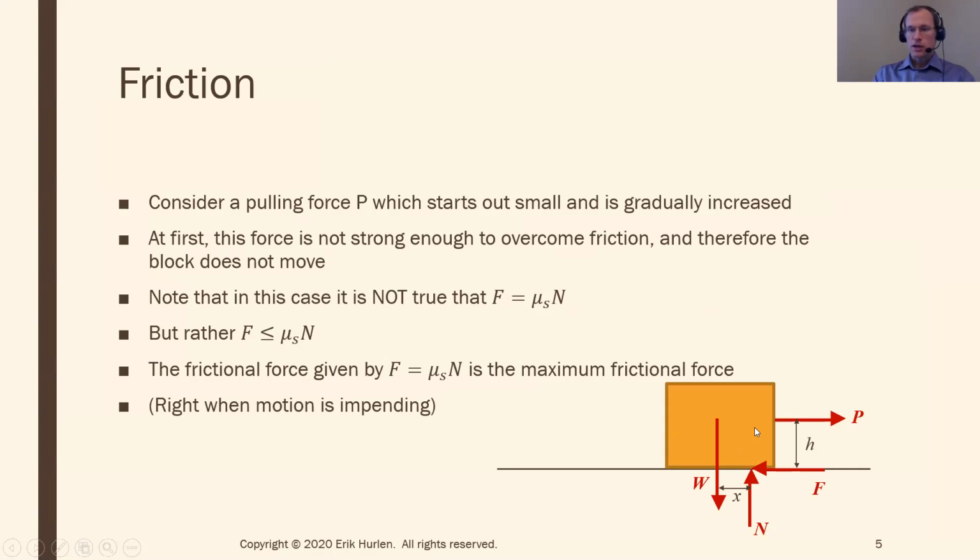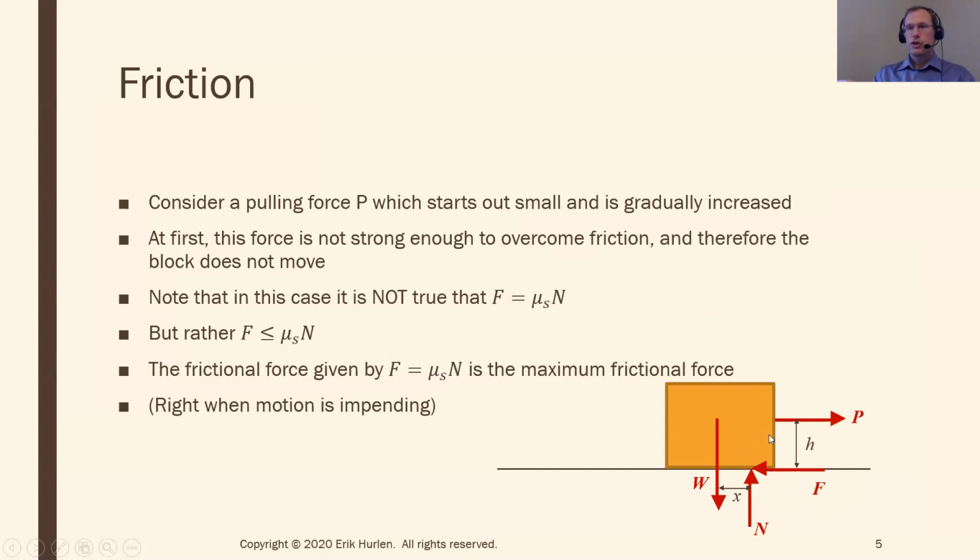Again, looking at my box, I start out pulling with a small force and increase it gradually. At first, my force is not strong enough to overcome friction, so nothing's going to happen. My frictional force is going to be equal and opposite to P. I'm also assuming that this thing's not tipping, so I'm assuming that my frictional force and P are not large enough for N to move past this front corner.